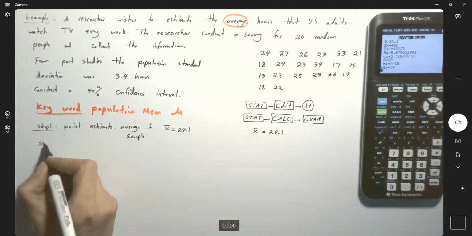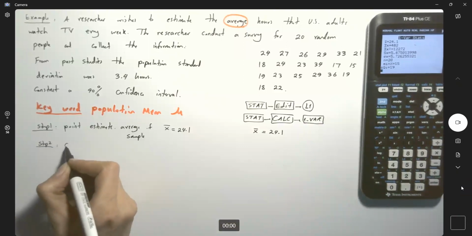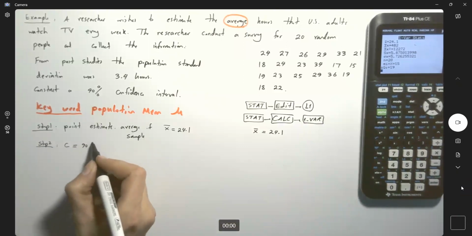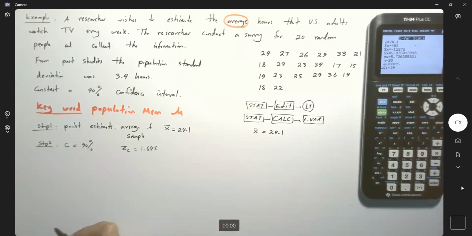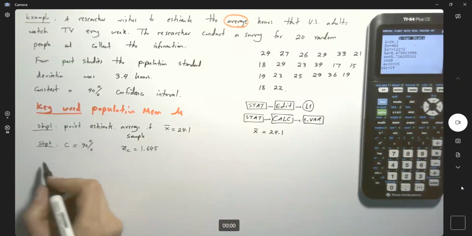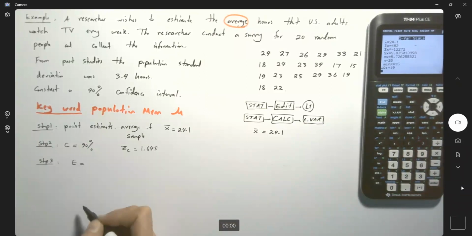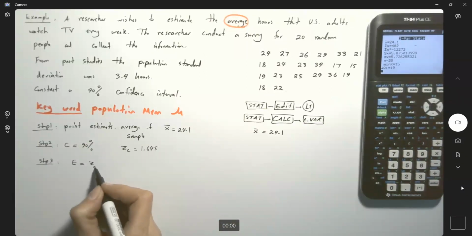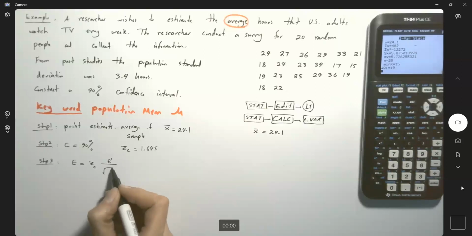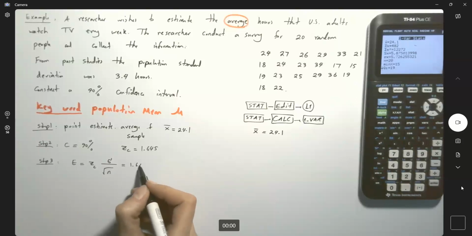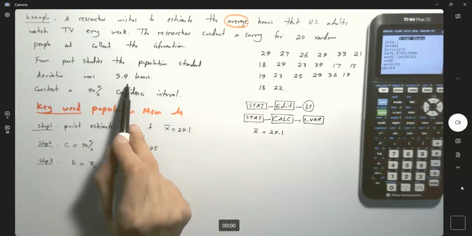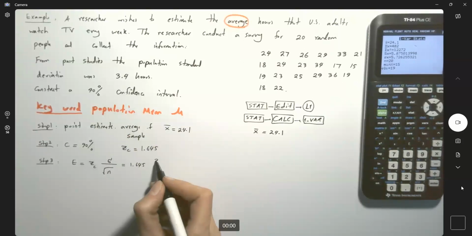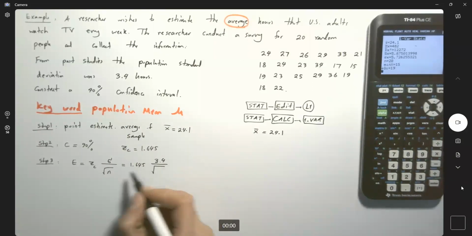In the second step, step 2, what is C? 90%. So what is ZC? It's 1.645. Why we need this information? Because it helps us to calculate the margin of error, the distance. The formula is ZC, sigma divided by square root of n. ZC is 1.645, sigma, which is our population standard deviation from past studies, 3.4, divided by square root of n.